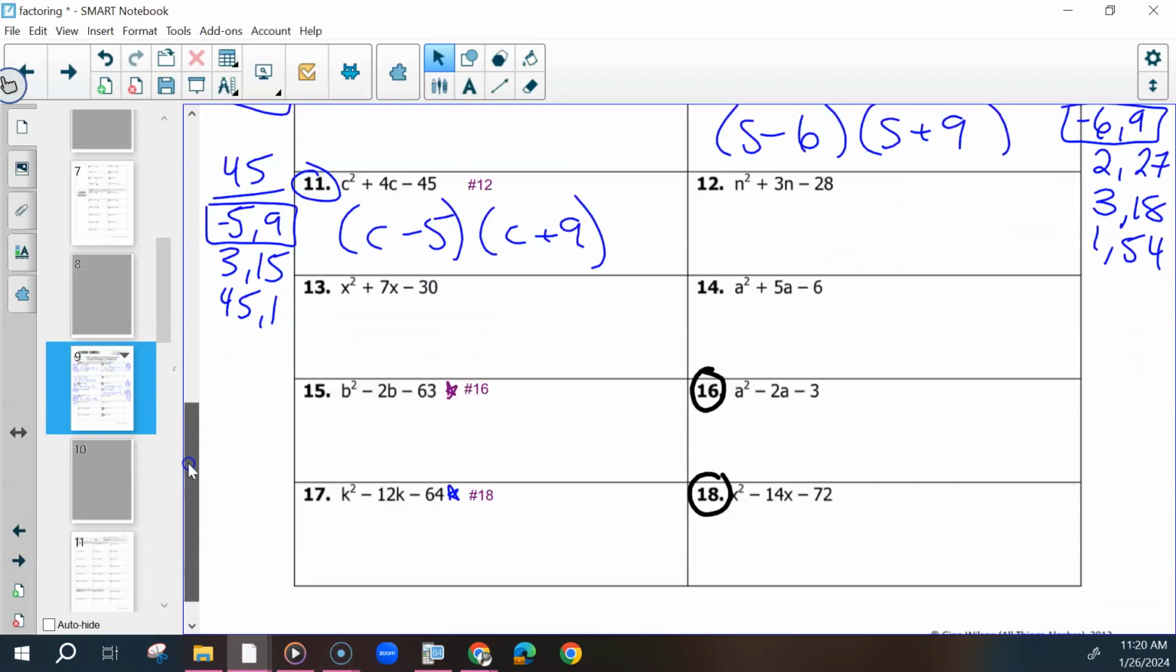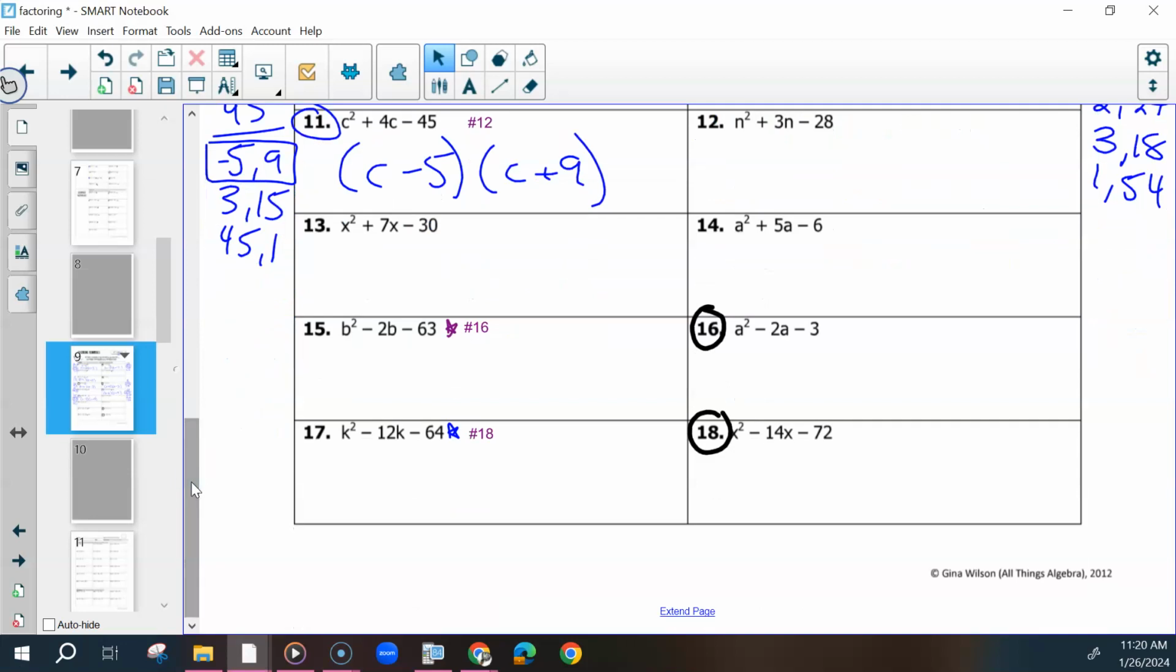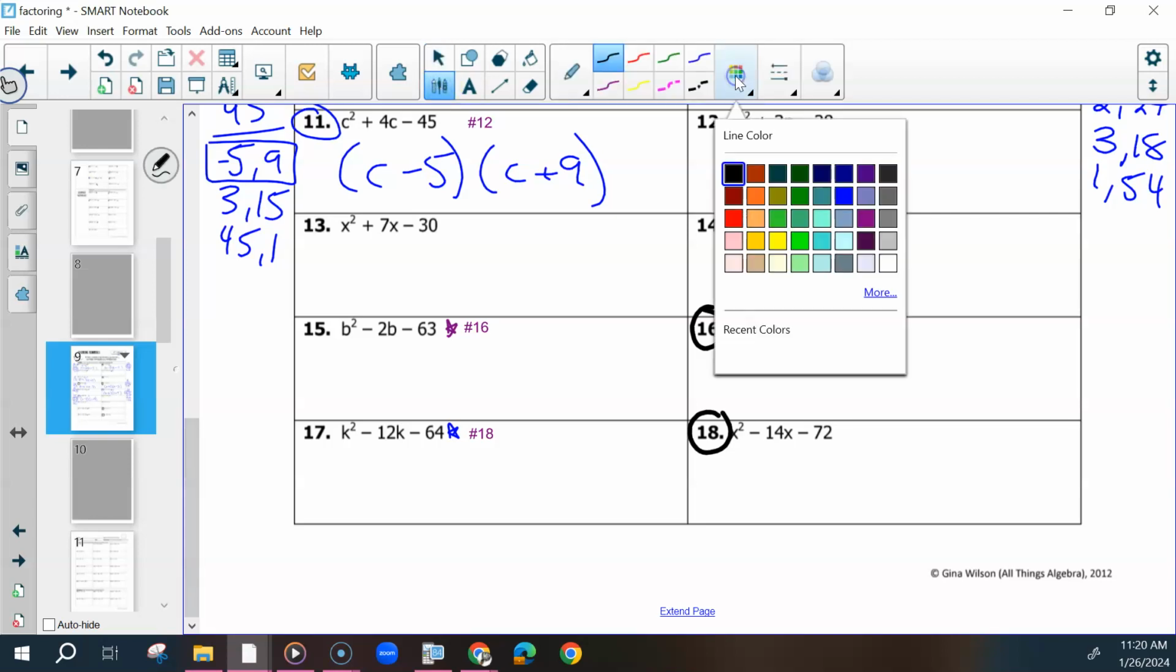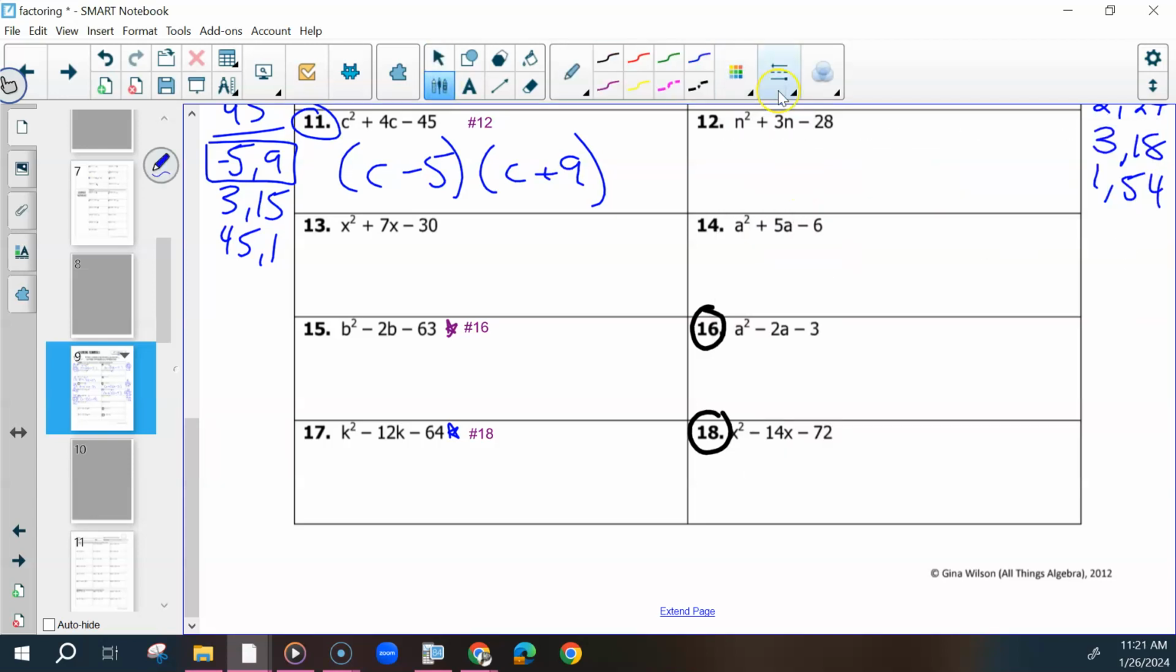Okay. You guys are late. So we talked about when there's a minus at the end. Now let's do some of the ones where there are two minuses. So for 15, same process, find the factors that would give us 63. Guys, focus. So what would give us 63?